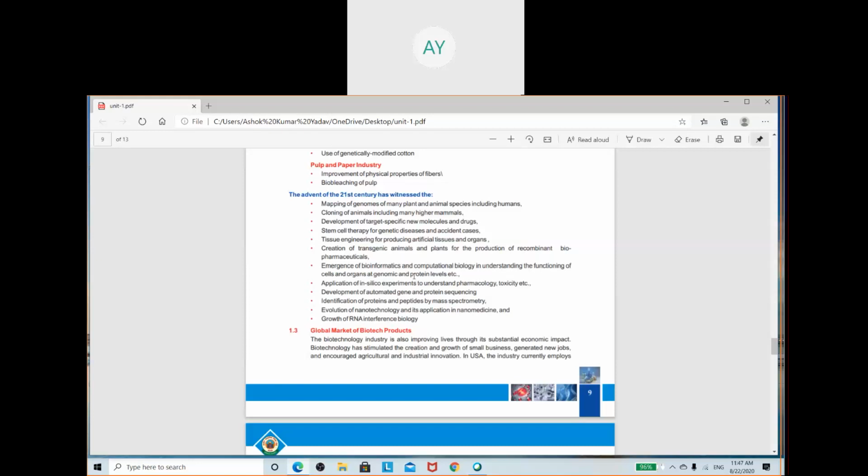Okay, so different software are available in the field of genomics, in the field of proteomics, just to understand the function of the gene and the function of the protein. We can develop different models of the gene, DNA and protein for drug design. Okay, so application of in silico experiments to understand pharmacology and toxicology.